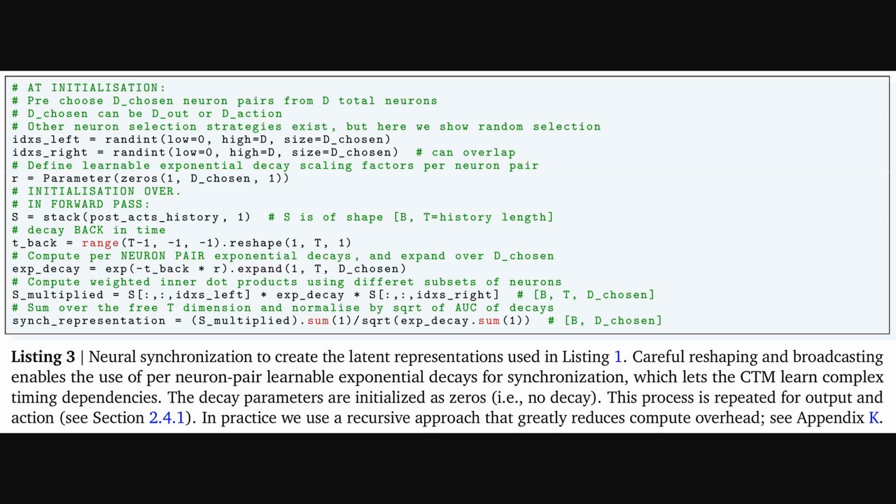During the forward pass, the code takes the history of post-activations. It then computes an exponential decay that's applied back in time, weighted by these learned scaling factors for each neuron pair. Finally, it calculates a weighted inner product of these decayed activation histories for the selected neuron pairs. This resulting "sync_representation" is what the continuous thought machine uses for outputs and to guide its attention. The authors note they actually use a more efficient recursive method for this in practice.